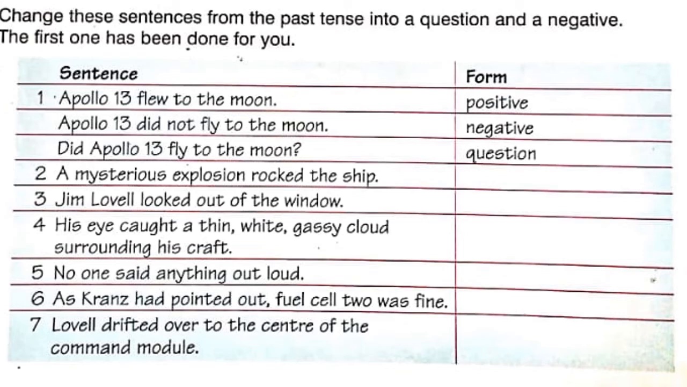Second sentence, a mysterious explosion rocked the ship. Now the verb given in this sentence is rocked. So that's positive. Now we have to make the negative. A mysterious explosion did not rock. No ed now. A mysterious explosion did not rock the ship.